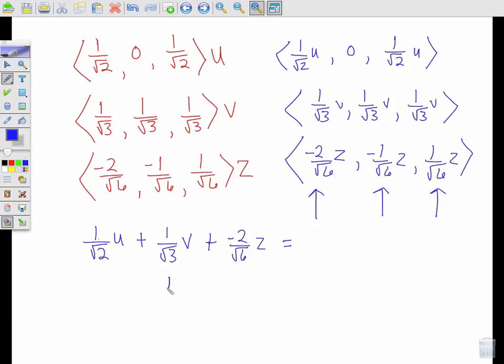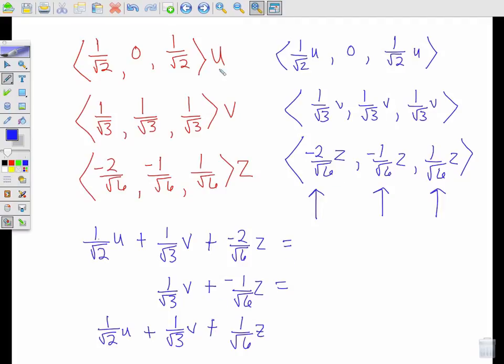So each one of these is my equation. I have 0 here, so I don't need anything over there. 1 over the root 3v plus a -1 over root 6z equals, in the last equation, the last column, 1 over the root 2u plus 1 over the root 3v plus 1 over the root 6z.